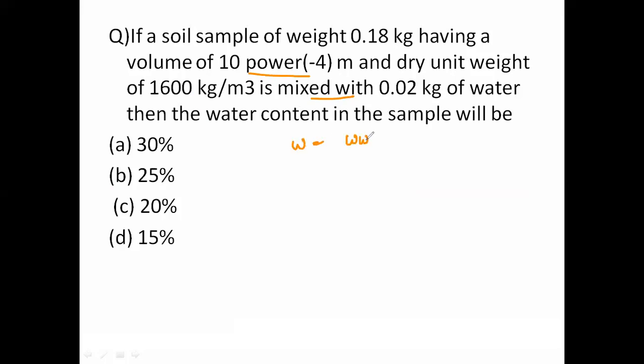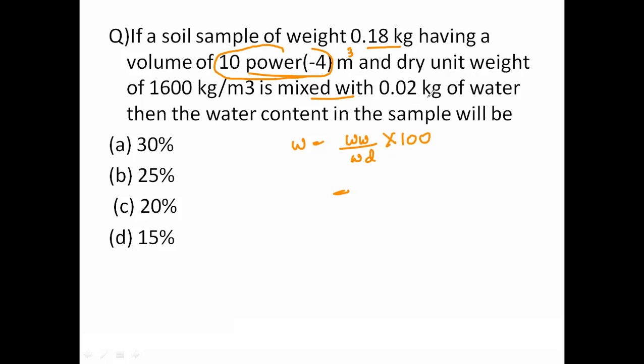Water content is equal to weight of the water divided by dry weight into 100. Before mixing this soil sample, what was the water content? In the problem, you can see a sample of 0.1 kg, the bulk weight, is given. It is partially saturated. For the 10 power minus 4 meter cube volume, the weight of the soil sample is 0.1 kg.